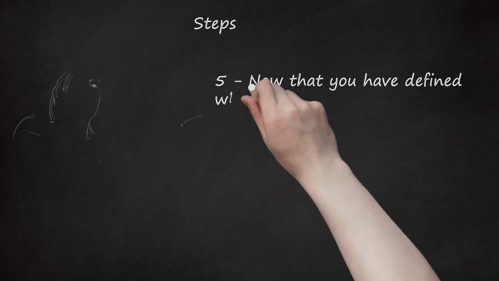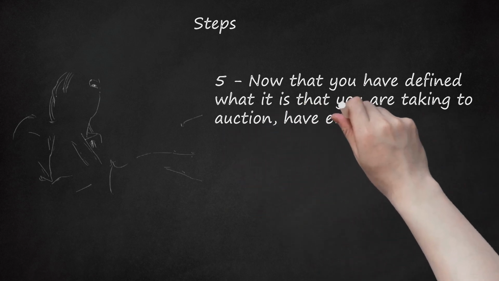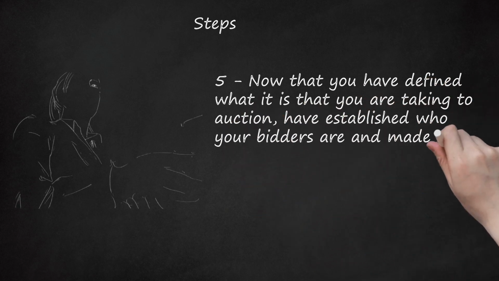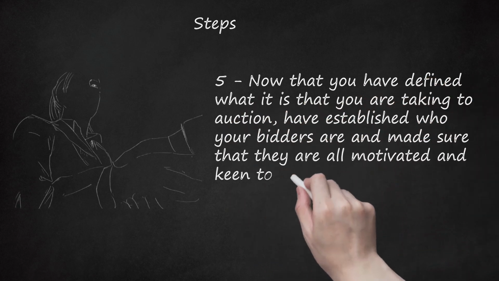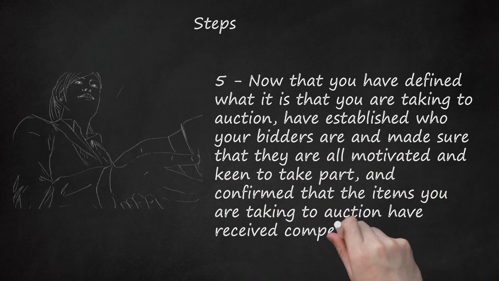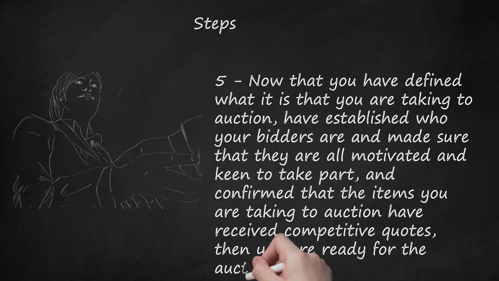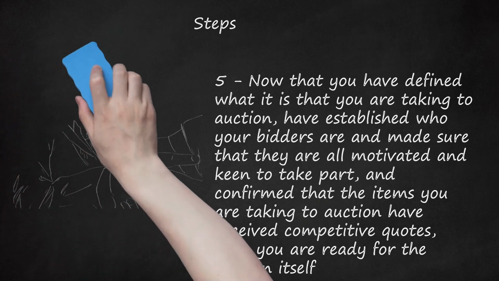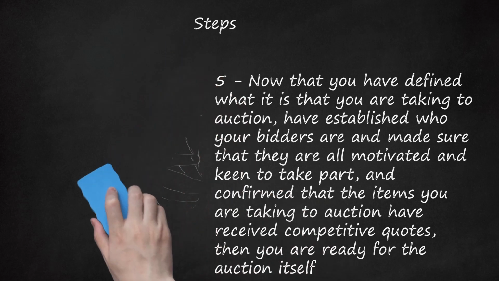5. Now that you have defined what it is that you are taking to auction, have established who your bidders are and made sure that they are all motivated and keen to take part, and confirmed that the items you are taking to auction have received competitive quotes, then you are ready for the auction itself. Right before the actual auction, you may wish to take your bidders through a training exercise on perhaps a test auction to make sure they know how to bid and to confirm with them exactly what it is that they are bidding for.